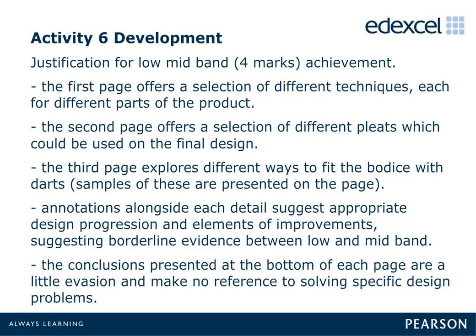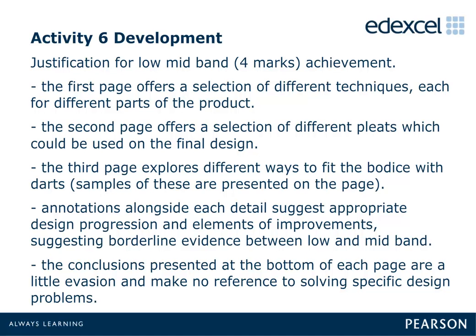The student achieved a low mid-band credit of 4. This is because the first page offers a selection of different techniques, each for different parts of the product. The second page offers a selection of different pleats, which could be used on the final design. The third page explores different ways to fit the bodice with darts. Samples of these are presented on the page.